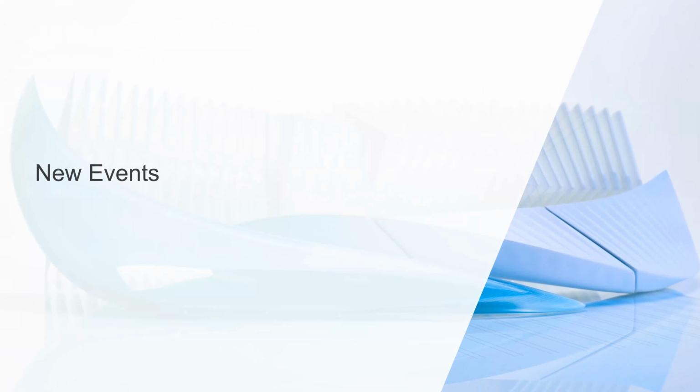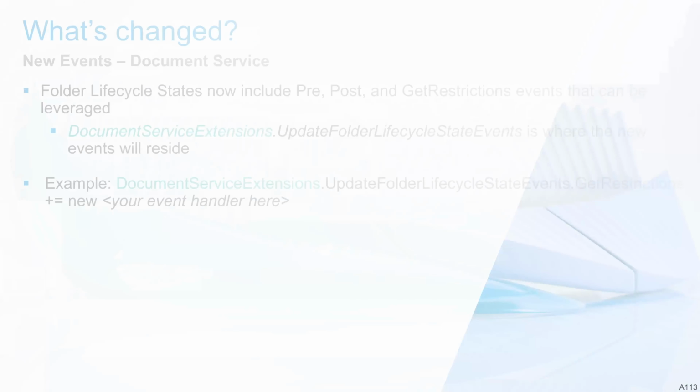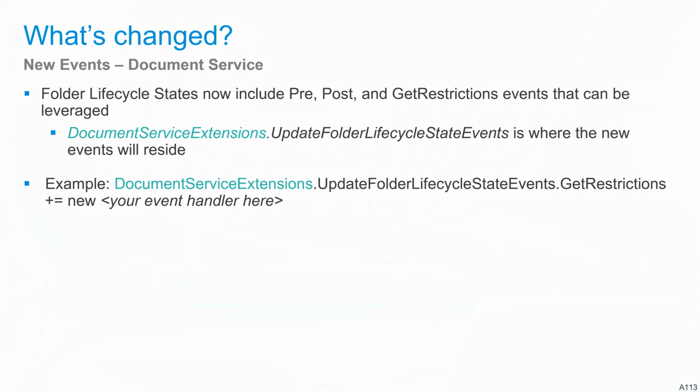In addition to this, we also have new events. We have folder lifecycle states, including pre, post, and get restriction events, as is common with the other events. And this is a complement to the update file lifecycle state events that currently exist. And this one can be called with the document service extensions update folder lifecycle state events, similar to other events that we currently have.